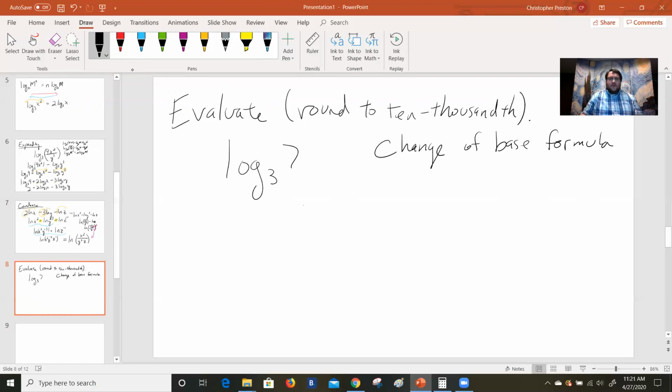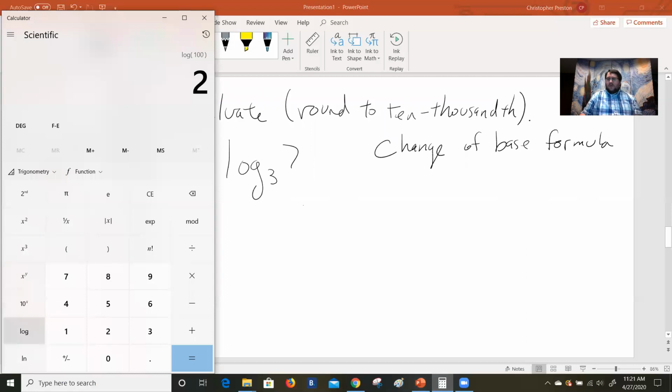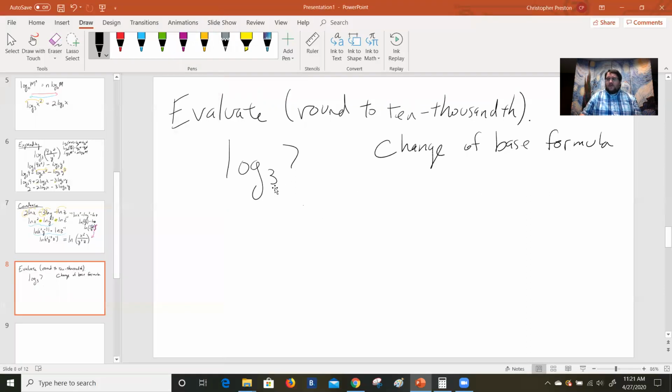So if you remember, I mentioned in a previous video that most calculators usually only have log, which is based on 10, or ln, natural log, which is based on e. Most calculators don't have base 3. Now, some more advanced calculators do allow you to put different bases down there. But most standard scientific calculators don't do that. So we need this change of base formula. This change of base formula looks like the following.